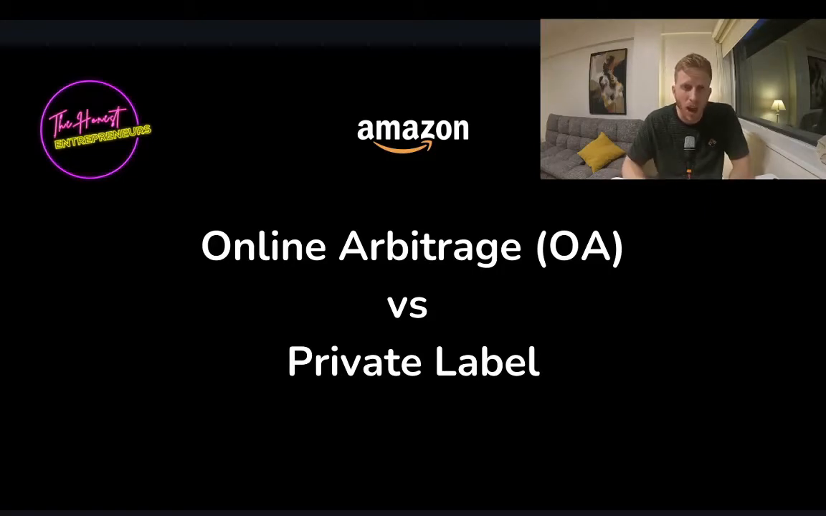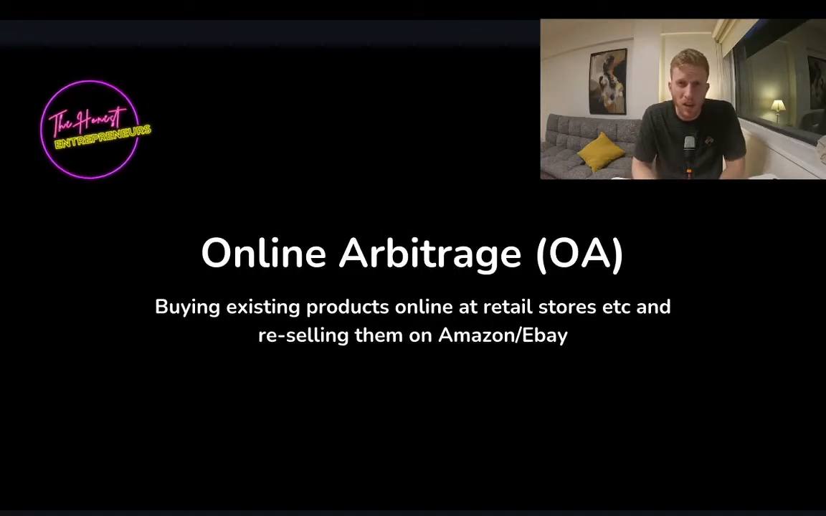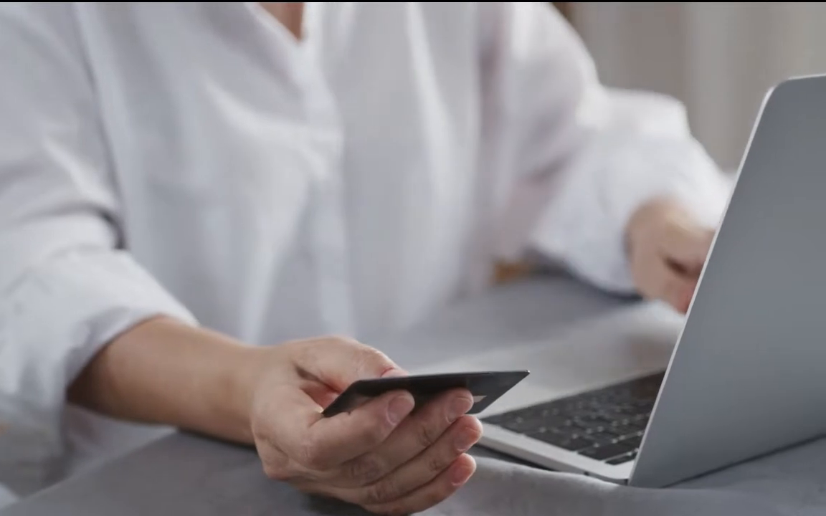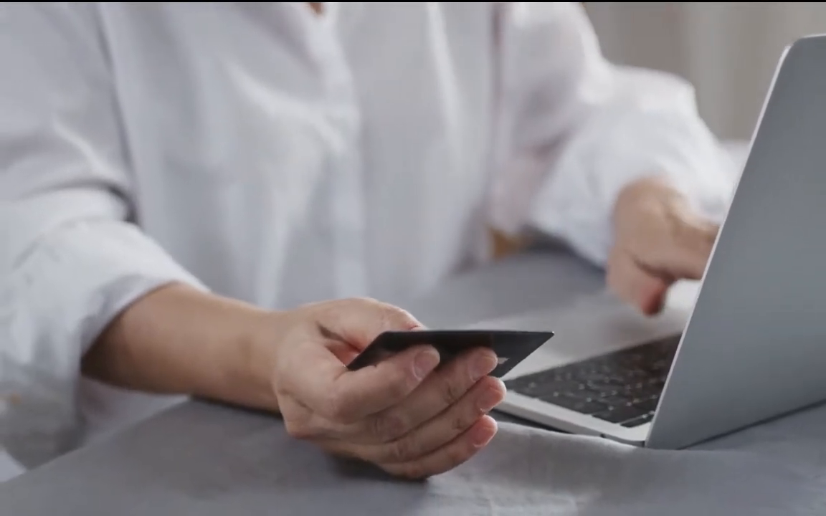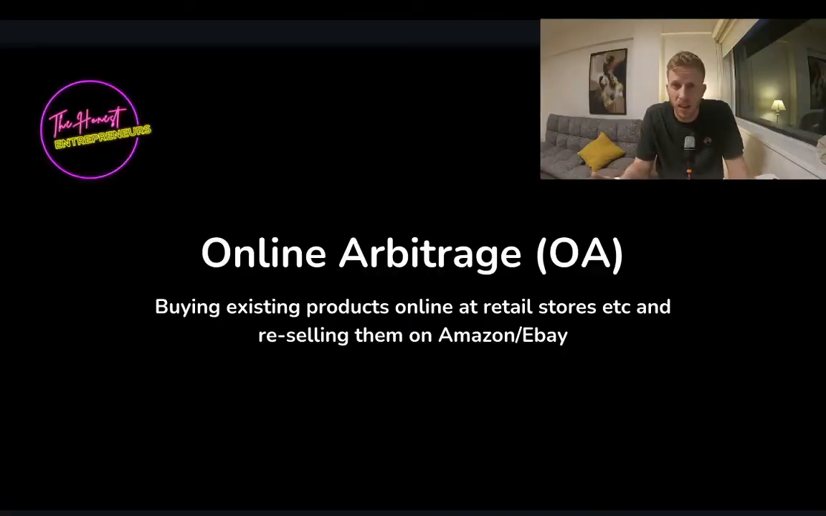So let's take a look at online arbitrage. If you've never heard of this before, essentially what it is, is buying and reselling products online. So if you're based in the UK, you might go to a website like Currys or Argos. You might buy something like a printer for £50 and then you resell it on Amazon for $79.99. Obviously, that's an oversimplification of the process and there's a little bit more that goes into it. But essentially what you're doing is you're buying things and then you're selling them at a profit.